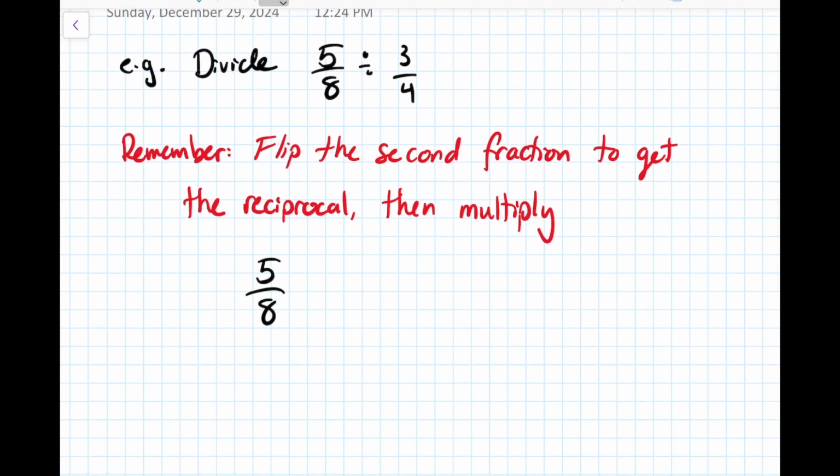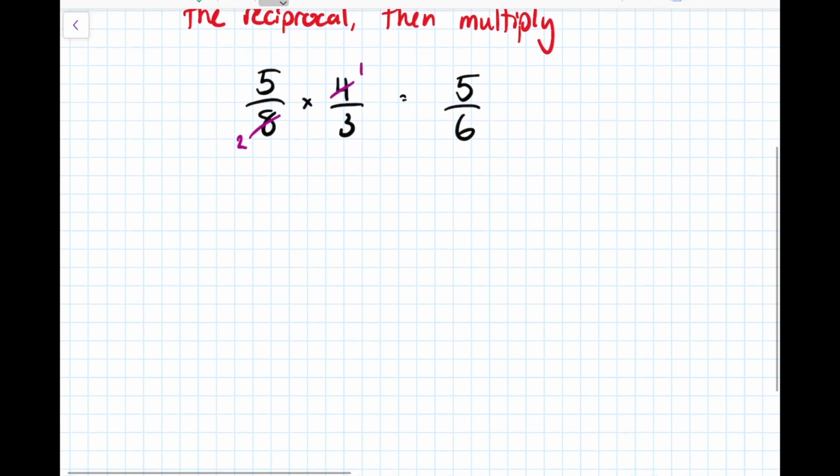So if we do 5 over 8 divided by 3 over 4, what we're going to do is take that 3 over 4, flip it to get 4 over 3, and then we're just going to multiply instead. Now we can do a little bit of simplification. So the 4 and the 8, I can simplify to a 1 and a 2. And so when I multiply these, I'm going to get 5 over 6. So let's just go straight into rational expressions and see how this goes.